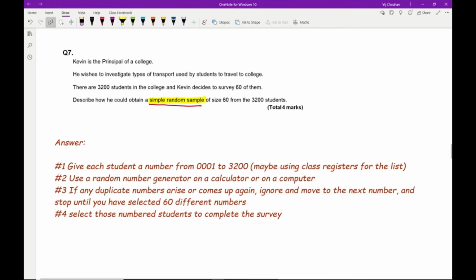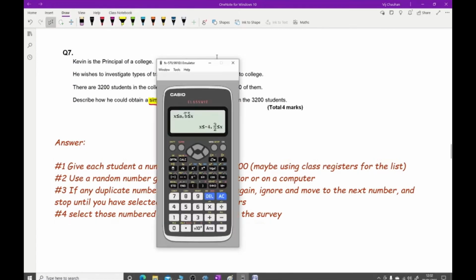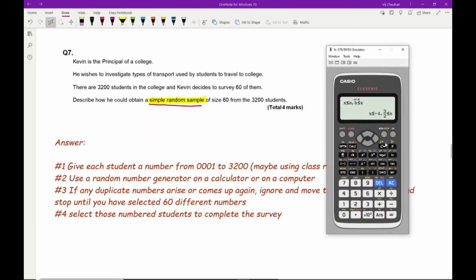So for example, if I load up the calculator, if I type in shift and then let's get rid of the mode, so switch it back up. What am I doing?